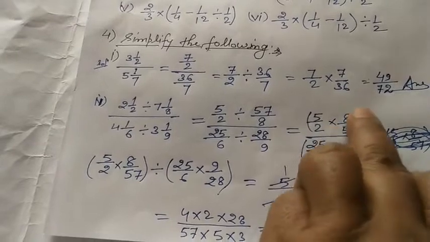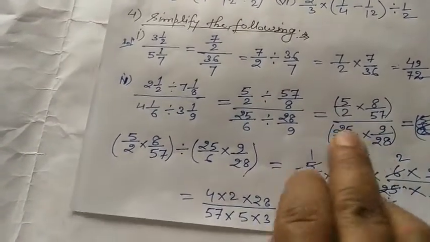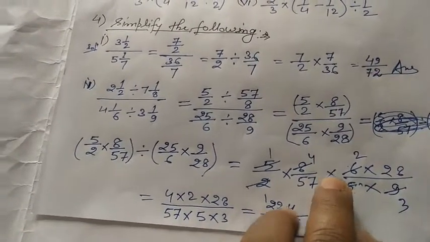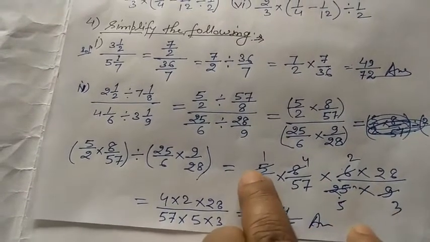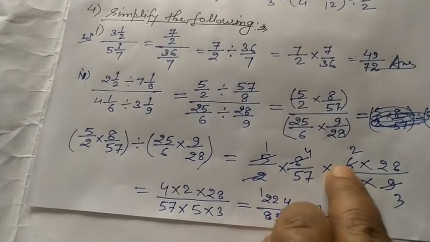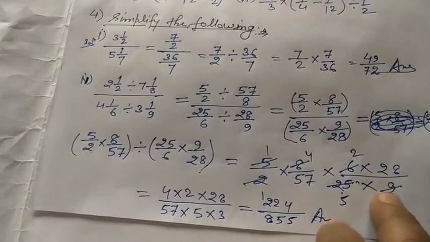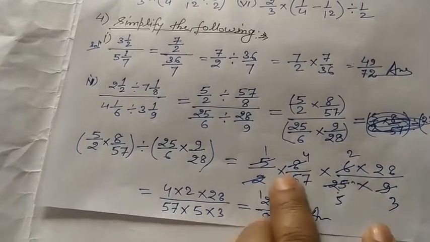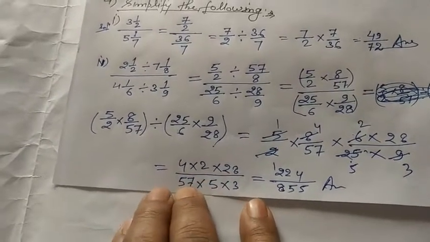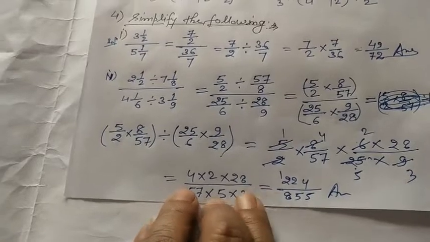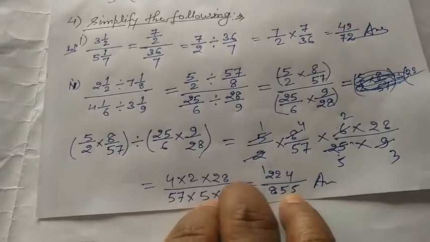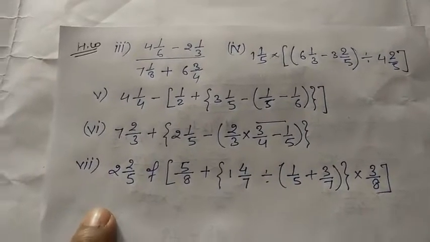Now as you know, this is the numerator divided by this denominator. So I have written like this, and divide changes into multiply and write the reciprocal of this number. Then 5 upon 2 multiplied by 8 upon 57 multiplied by 6 upon 25 multiplied by 28 upon 9. Now simplify. After simplification, it gives 4 into 2 into 28 upon 57 into 5 into 3. It gives 228 upon 855.